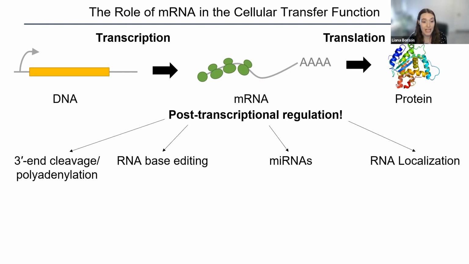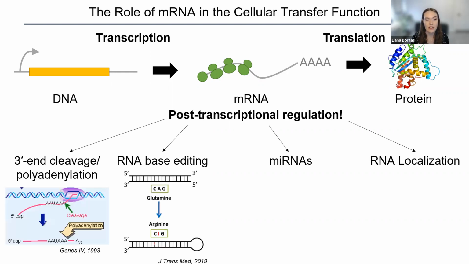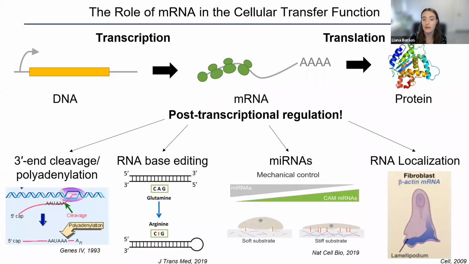There are a number of examples of this. In the nucleus, after mRNA is made, there's 3' cleavage and polyadenylation, as well as RNA base editing. These change ultimately how the protein is made when mRNA is then shuttled into the cytoplasm. In the cytoplasm itself, mRNAs can also be regulated by things like microRNAs, and RNA can also be localized to particular subcellular compartments where it may function.